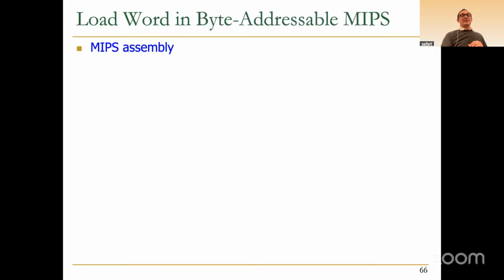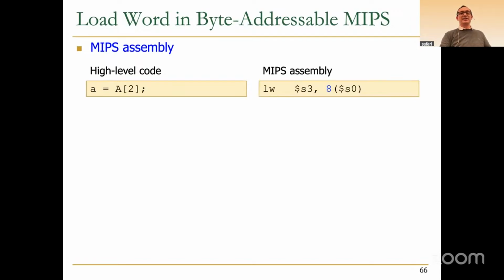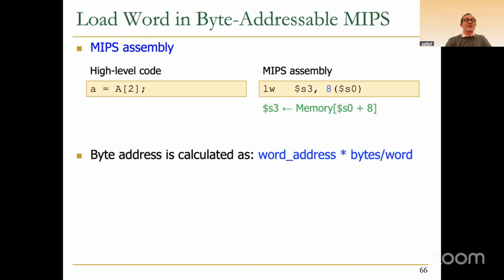Okay, now let's take a look at load word and byte addressable MIPS. This is high-level code. No, there's some sound coming. Okay, so basically the MIPS assembly of this code is assuming you have word-sized elements in this array and your memory is byte addressable. In order to access element 2, you need to multiply the offset by 4, right? 2 times 4 is 8, so my offset is going to be 8 over here. And that's how I access the second word in a byte addressable memory.